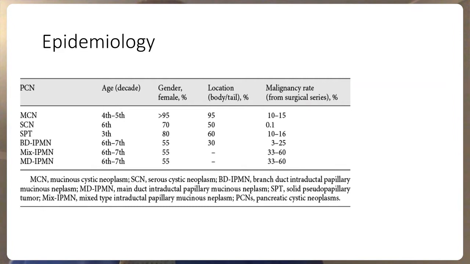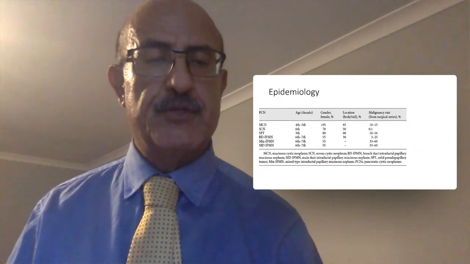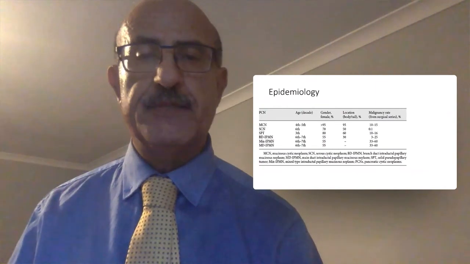And then we go to the IPMN. And the IPMN is the main duct, branch duct, and mixed type. And here we see that there is a higher incidence in females, where 55% of the patients are females, compared to 45% men. This disease usually occurs in people in the 6th and 7th decade of life. So it's a disease mainly of the elderly, and that's where we often see it and find out about it. Most of these lesions are benign, and usually they are discovered incidentally.